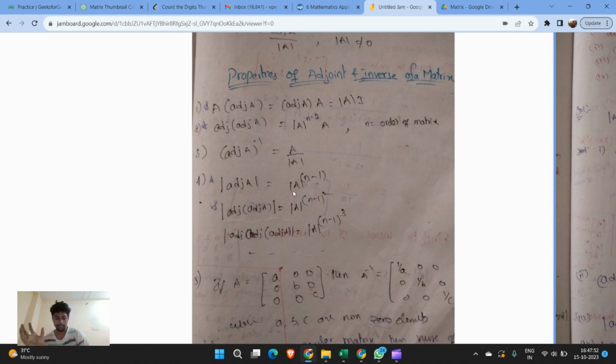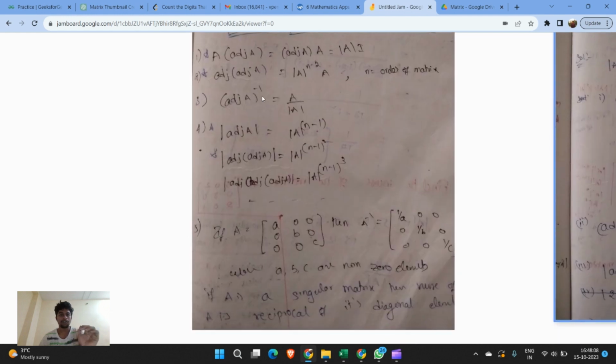Then adjoint A is there, and they ask you to find the adjoint of that adjoint matrix. Then the formula is det A whole power n minus 2 into A. n is the order. If they give a 3 by 3 matrix, n is 3. If they give 2 by 2, in this case n is 2.